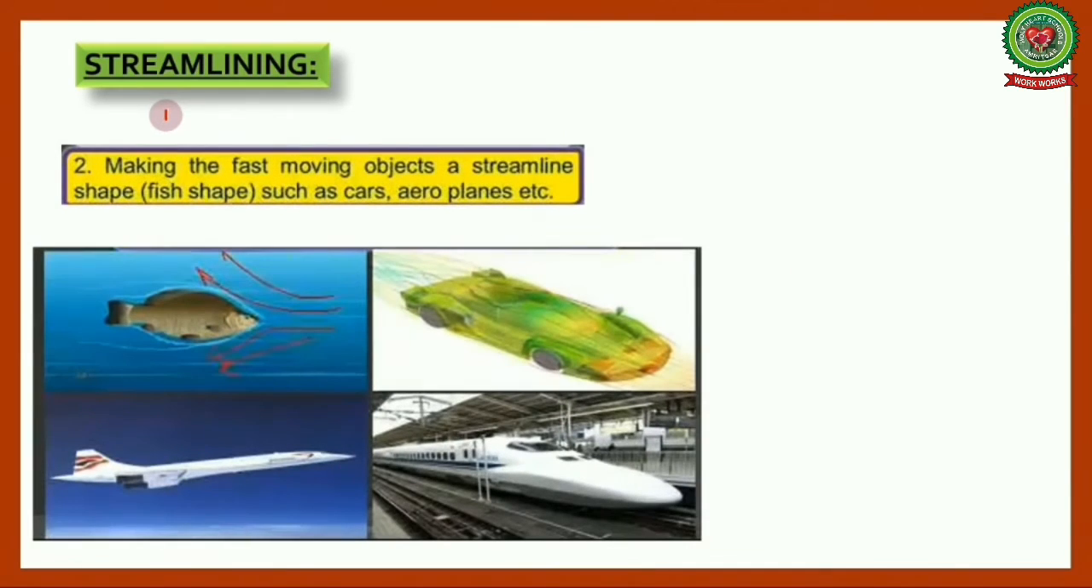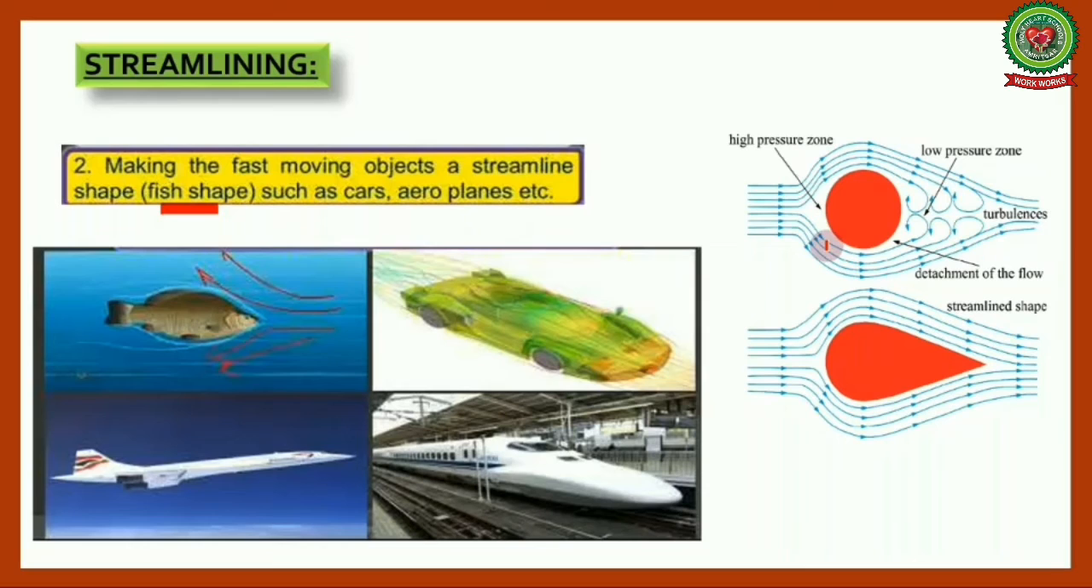So when we used to sprinkle powder while playing carom, it also acts like a lubricant and thus reduces the friction. Next is streamlining. Making fast moving objects a streamlined shape like fish shape, such as cars, aeroplanes, etc. is called streamlining. It reduces the friction and increases the speed. So you might have seen the shape of our cars, aeroplanes, some fast moving trains are also based on this phenomena to reduce friction. When the object is not streamlined, there is a high pressure zone on one side and a low pressure zone on the other, which causes turbulence and increases friction. But when the object is streamlined, there is no detachment of the flow and it reduces the friction.